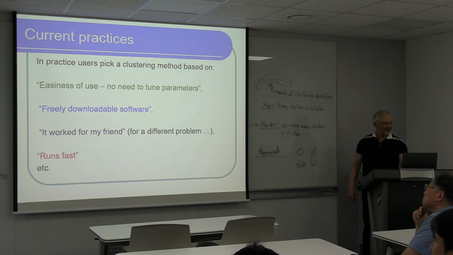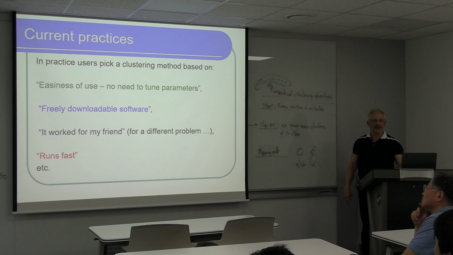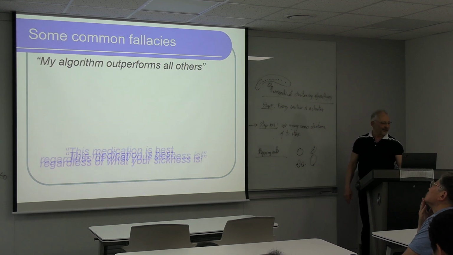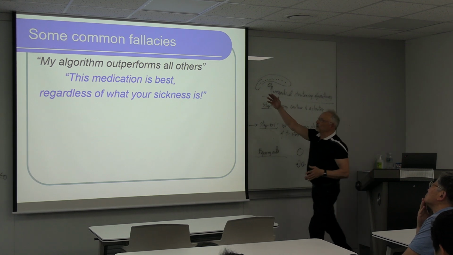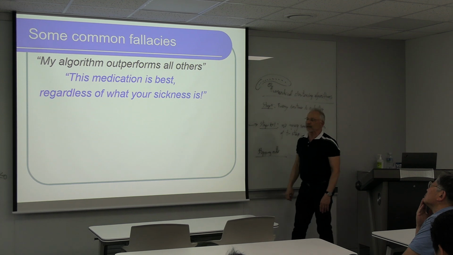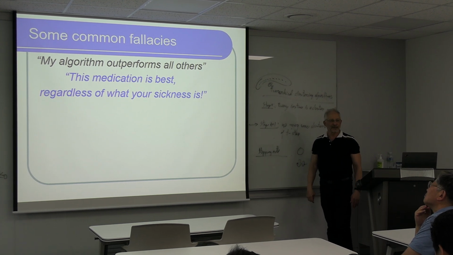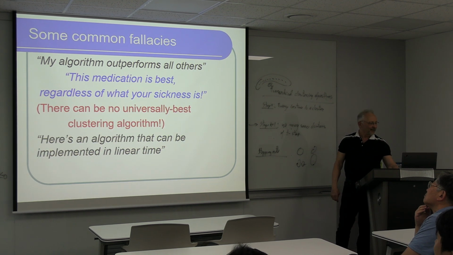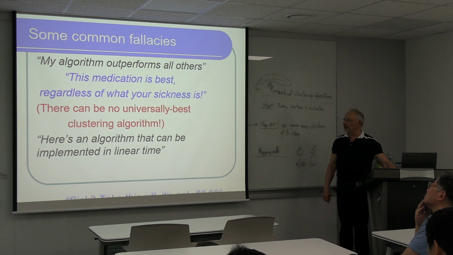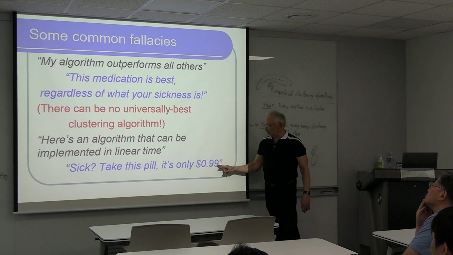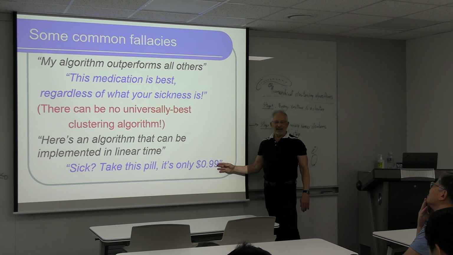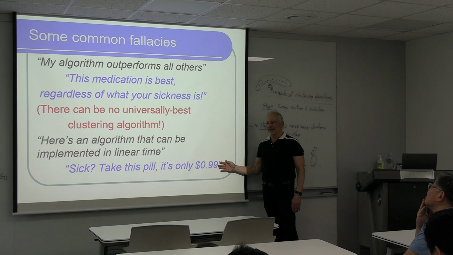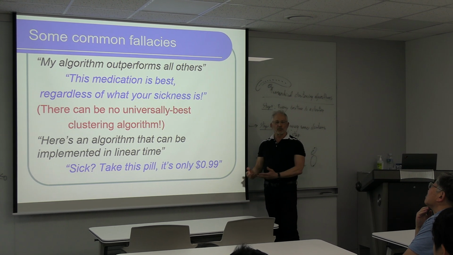So it's like, it runs fast is an answer that I get a lot. If I translate it to the medical domain, it is like, my algorithm outperforms all others, it's just this medication is best, regardless of what your sickness is. Or you can say, here is an algorithm that can be implemented in linear time. It's like you come to the sick person and say, take this pill because it only costs 99 cents. When we have to deal with our health, we don't use such considerations. We try to match the remedy to the problem.